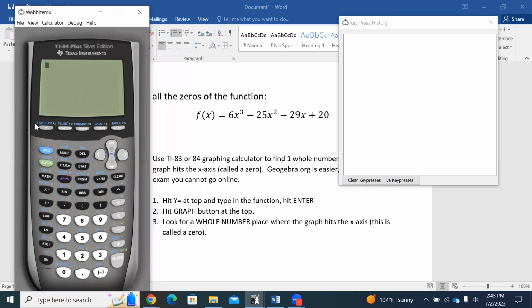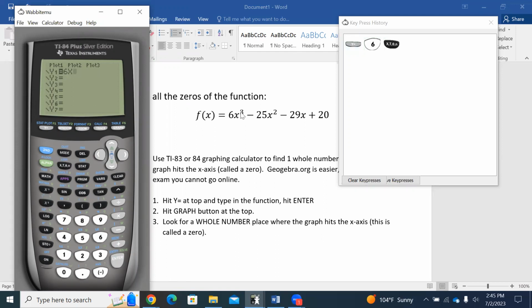Here we go. The first thing you do is hit Y equals, at the very top of the calculator under the words stat plot. Hit Y equals. It says Y1 equals, and I'm going to type in this function. So here we go. 6, and here's the X button. It's under the word link. It has an X and some Greek symbols. This is your X. Don't use these other X's. Use this X right here at the top, right underneath the word link.